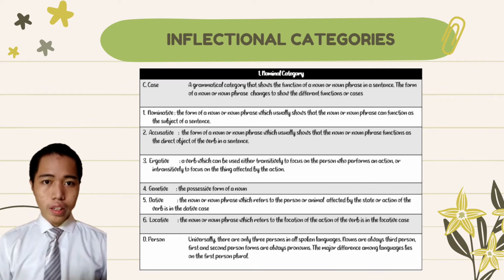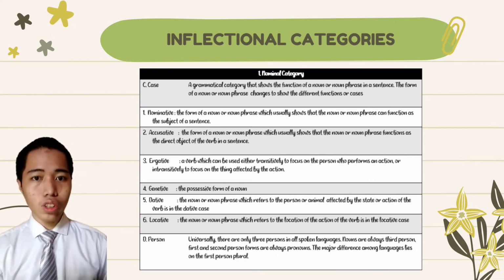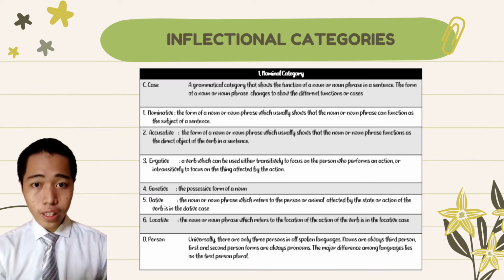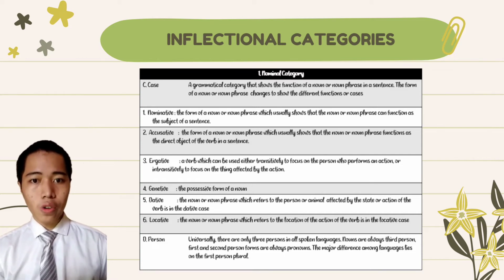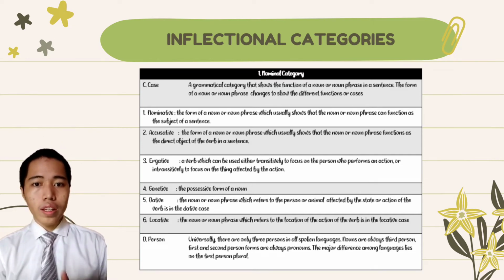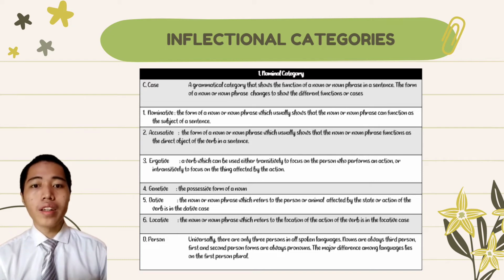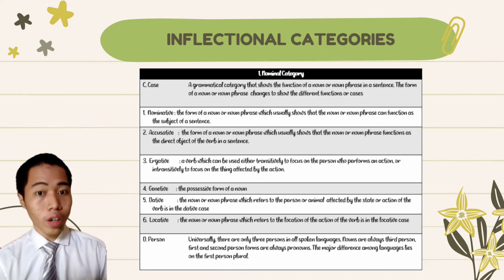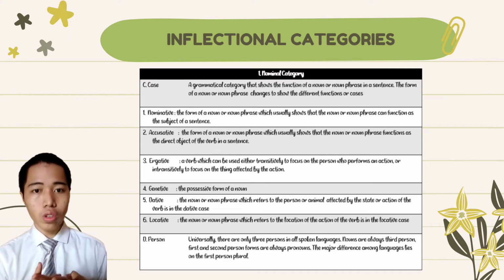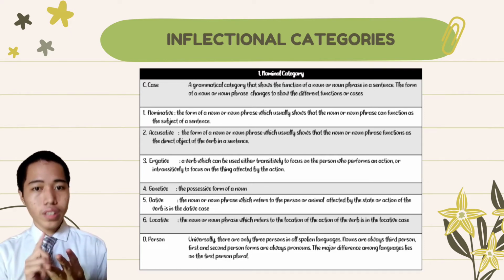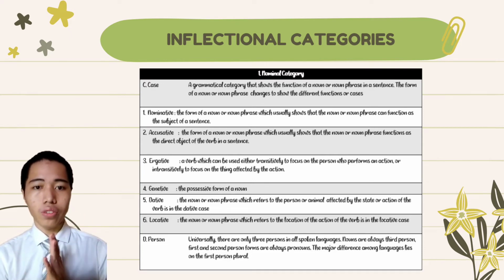The third way is case, a grammatical category that shows the function of a noun or noun phrase in a sentence. The form of a noun or noun phrase changes to show different functions or cases. There are 6 forms of a noun or noun phrase, which are nominative, accusative, ergative, genitive, dative, and locative.